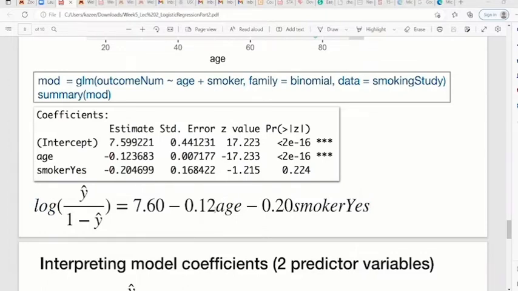Can you explain something? Somebody wants to ask a question? Yeah, can you explain something? Okay, go ahead. Why are you not interested in the odds version? Why are you only interested in the log odds? That's a very good question.